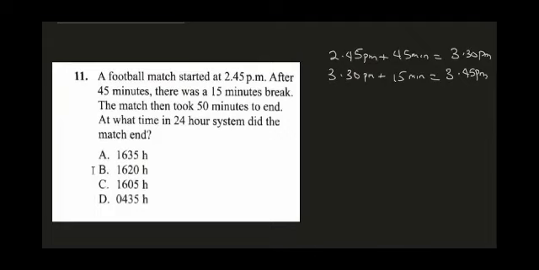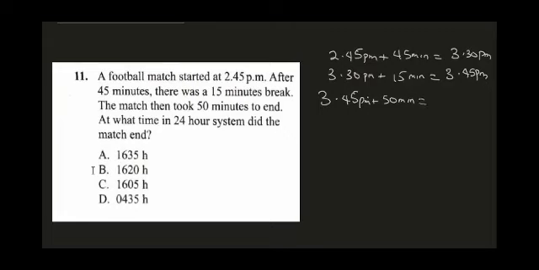Now, all you need to do here, the match started at 2:45 p.m. Now, they played for what? 45 minutes. When you sum this up, this will give you 3:30 p.m. Now, they took a 15 minutes break. So, with that break, it's going to give us what? 3:45 p.m. Okay? Now, they played for another 50 minutes. So, we're going to add 50 minutes to this.